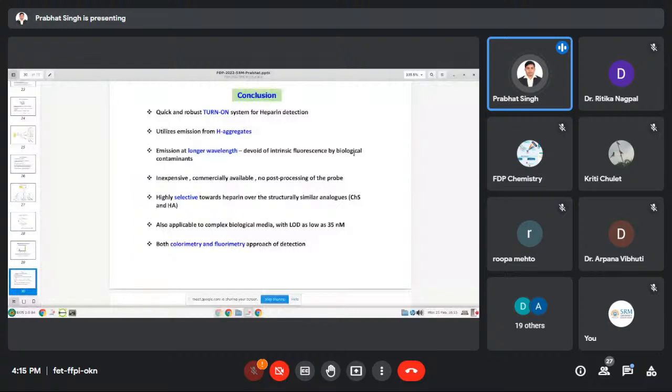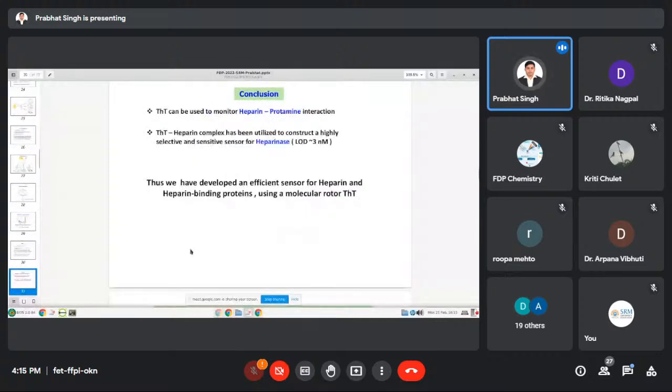Anyway, it was selective, and we could also apply it to complex biological media, though make sure that it was just a 1% serum matrix. As I told in the beginning, 16 to 22, 1% to 100%. That's the journey. So this result we could do with only 1%, and we could measure both by absorption and emission, that is, colorimetry and fluorimetry. So this was the story for thioflavin T heparin. And as I said, we also used this platform for measuring heparin protamine interaction, and for the heparinase assay.